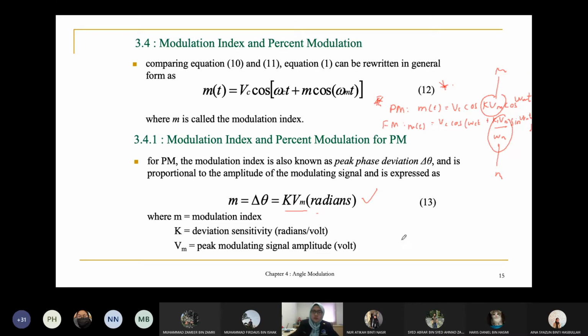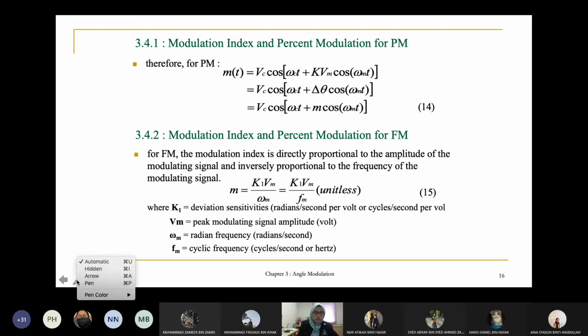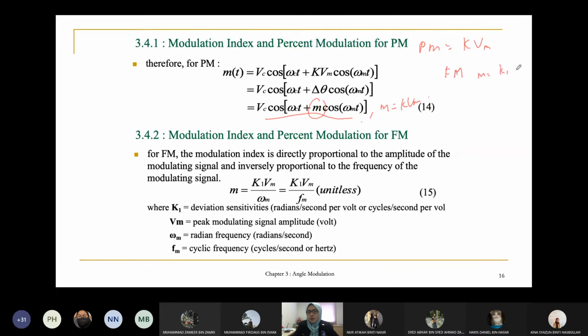Okay, so based on this equation, you will get this. This one I already showed you before. You can write m(t) equals Vc cos(omega_c t plus k Vm cos omega_m t), or you can write the general equation like this using m: Vc cos(omega_c t plus m cos omega_m t). But you should know that for PM, m equals k Vm. Usually we remember the general equation, but for FM, it is m equals k1 Vm over omega_m, or omega_m as f_m.